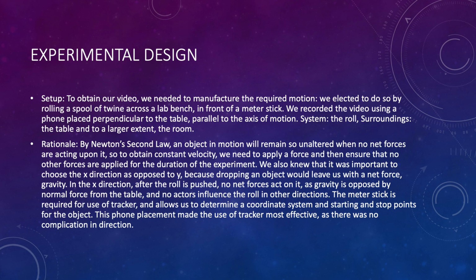To obtain our video, we manufactured the required motion by rolling a spool of twine across a lab bench in front of a meter stick. Our system here is the roll of twine, and our surroundings are the table and, at large, the room. So why? By Newton's second law, an object in motion remains so, unaltered, when no net forces are acting on it. So to obtain that constant velocity, we needed to apply a force and then ensure that no forces were being applied throughout the duration of the experiment.